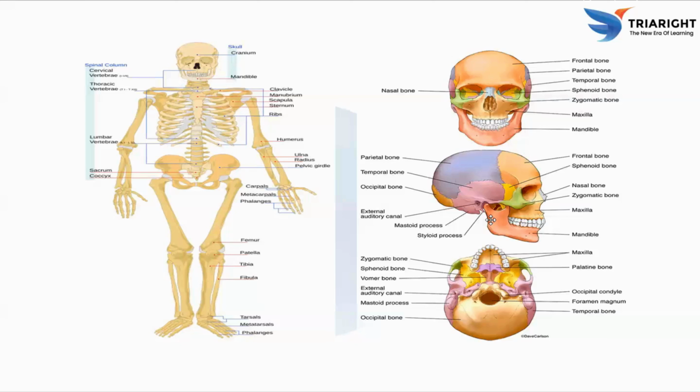And coming to the anterior, lateral, and posterior view of the skull, we have frontal bones, parietal bones, temporal, sphenoid, zygomatic, maxilla, and mandible. We also have the mastoid process and styloid process within the lateral view of the skull.